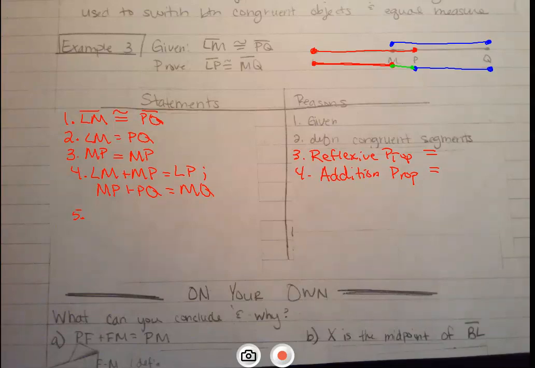Oh, wait, hold on. Let's see. We said this was the... Let me go back to the addition property. I actually had the addition property for step 5 and a different one for this one. Where did you have the addition property of equality? Addition property of equality: if A equals B, then A plus C equals B plus C.